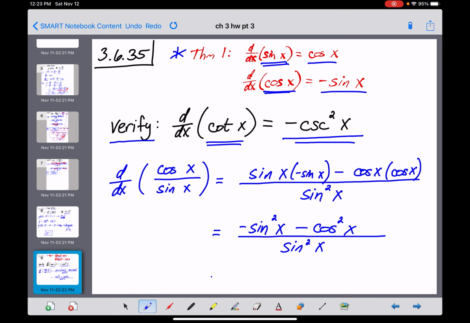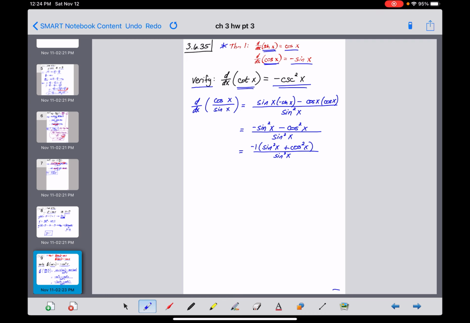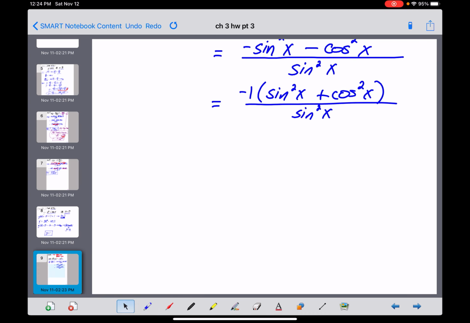Now, we're actually not that far away. In the numerator here, guys, you'll notice that both those terms are negative. So, if I were to pull out a negative 1 in the numerator, that would now give us positive sine squared of x plus cosine squared of x, again, all over now the sine squared of x in the denominator. And let me move things around here just a little bit. Okay, got it.